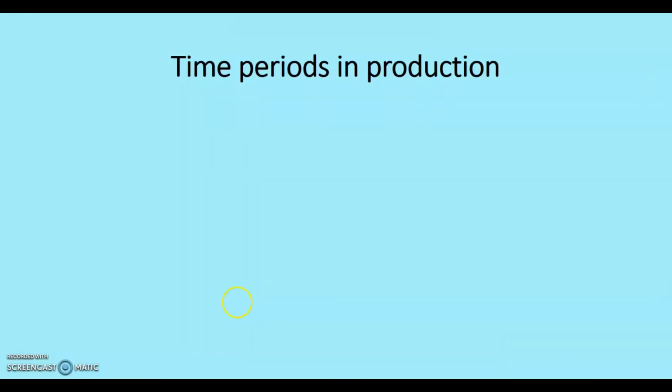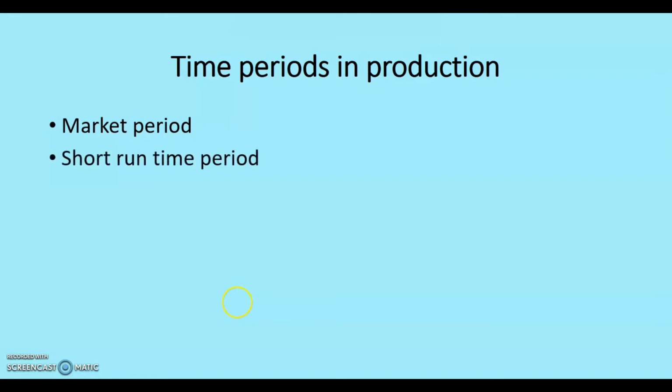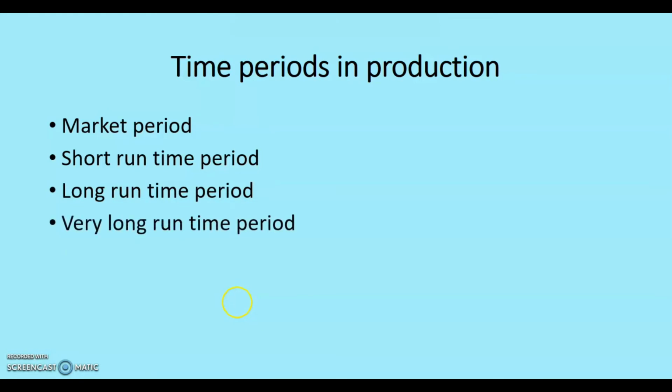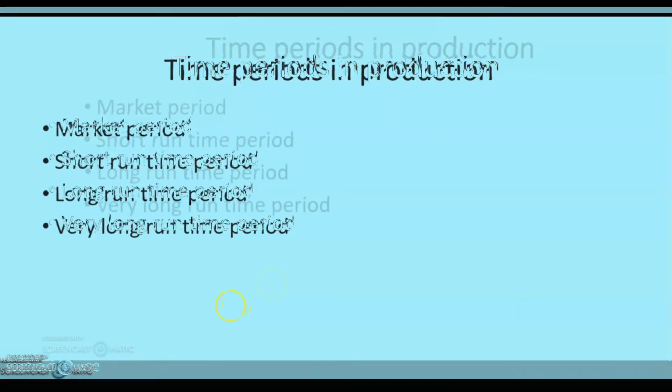Now we move on to time periods in production. The first time period we have is the market period. Then we have the short run time period, the long run time period, and lastly the very long run time period. So in the theory of production, we are going to deal with four types of time period: the market period, the short run, the long run, and the very long run. We take them one after the other and explain what they are.